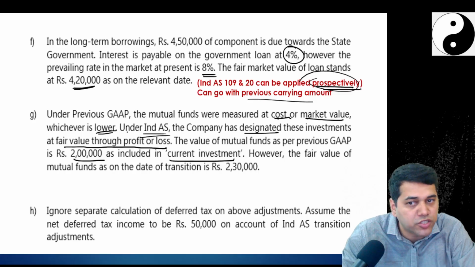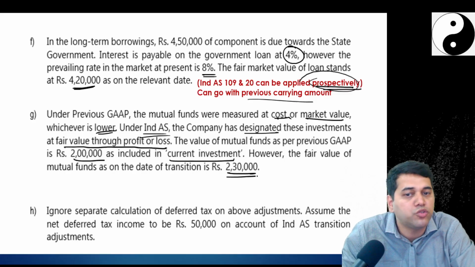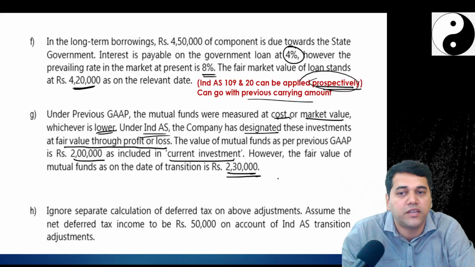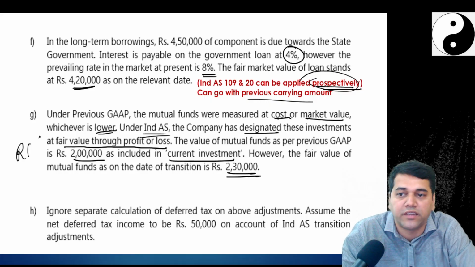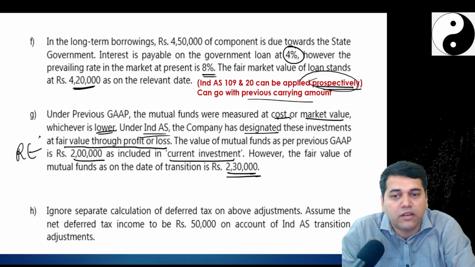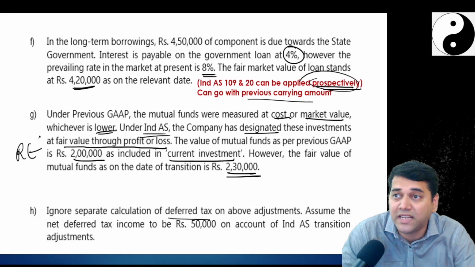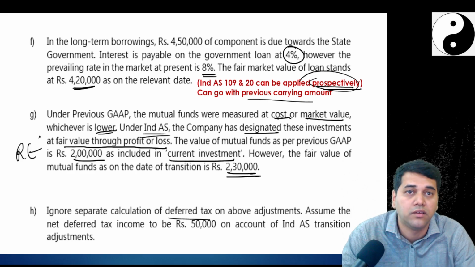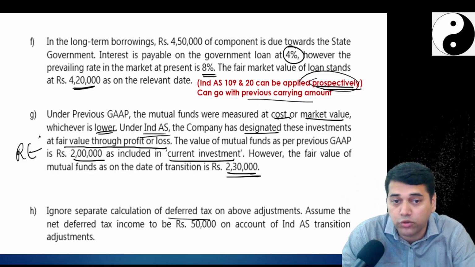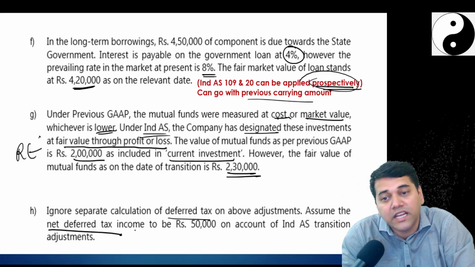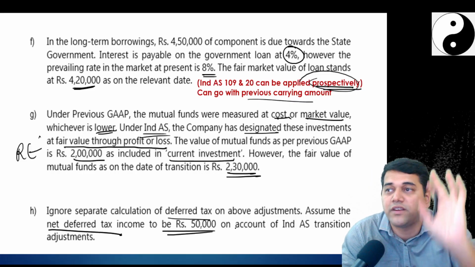18 lakh includes this 2 lakh and the fair value is 2,30,000. So if it is a fair value, then that additional I can adjust to the retained earnings. Ignore separate calculation of the deferred tax on above adjustments. See, they said wherever deferred taxes are applicable, forget individual calculation. Assume the net deferred tax impact is 50,000 on account of transition.